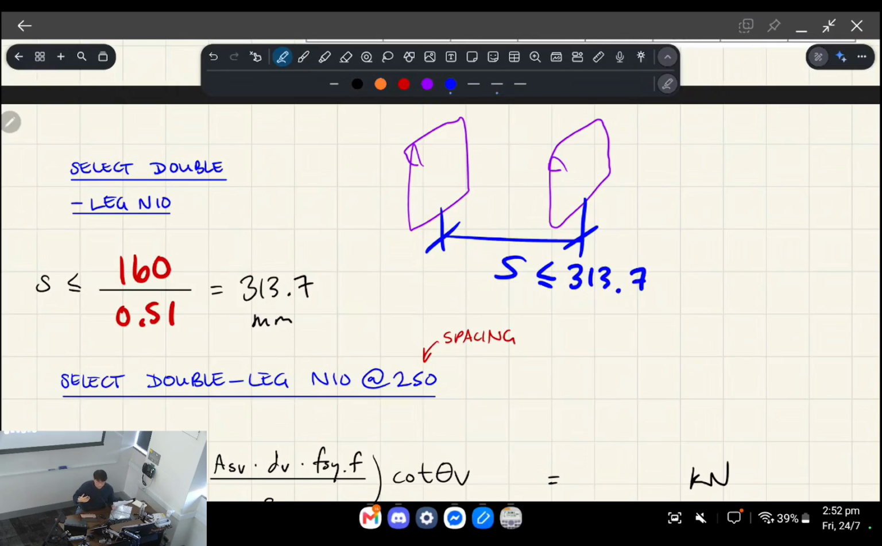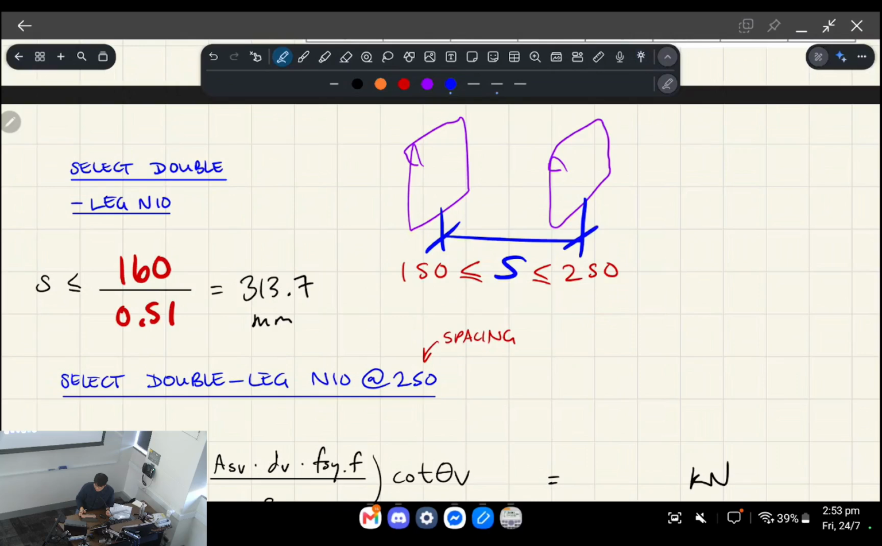Mathematically. However, there's a few designer's choices which you should think about before selecting your spacing. I would say that an appropriate number to choose for your spacing is a number between 150 and 250. I would say this is an appropriate range for the majority of design cases. So you'll see later why when we're doing the detailing checks.